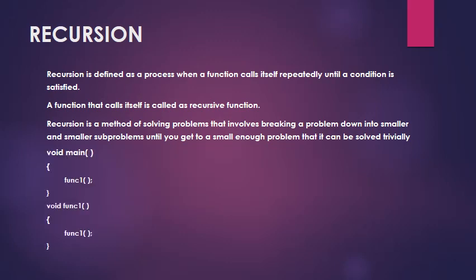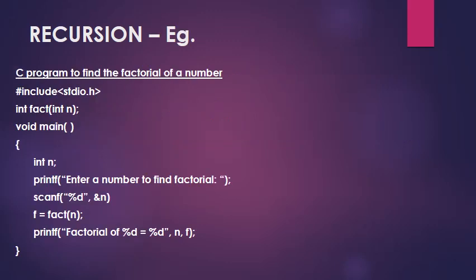So this is the format for recursion. We have a main function and there is a function call to function1. If we go to function1, what is inside? There is a call to function1 itself, right? So here we have void function1, and inside that we have a call to the same function1. This is called recursion.